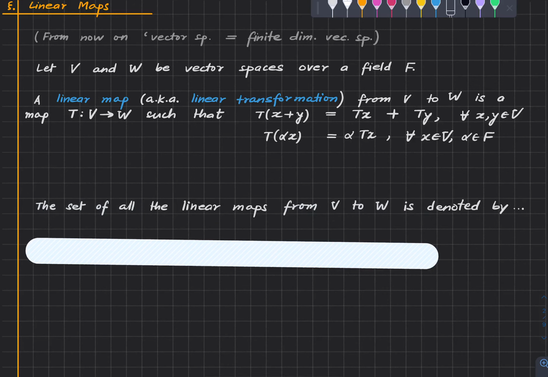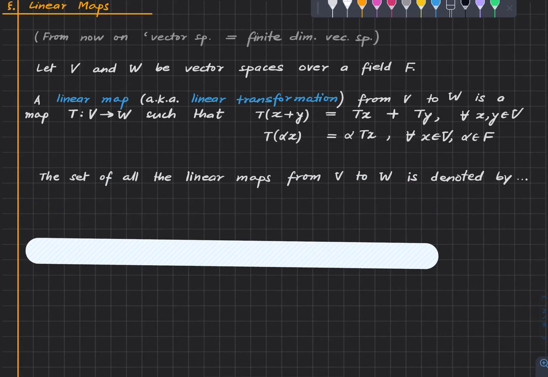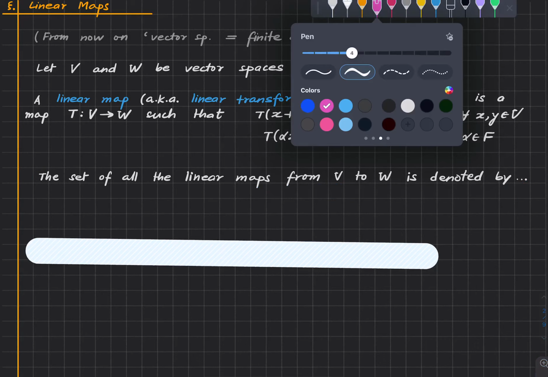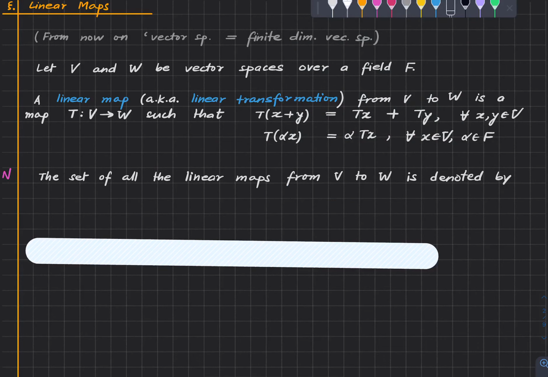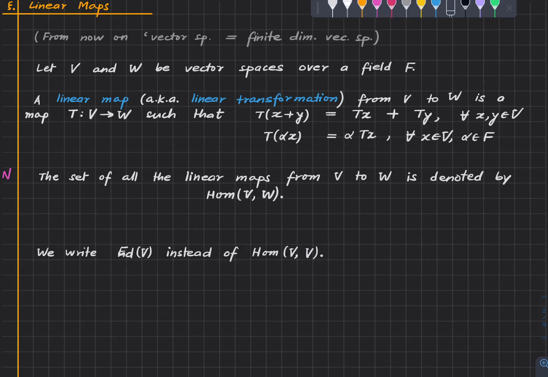So this is a notation. The set of all the linear maps from V to W is denoted by this notation Hom(V, W). Just a matter of notation. Hom stands for homomorphism, but we don't need to know that. All right, and once you have V equals W, we write End(V) instead of Hom(V, V).